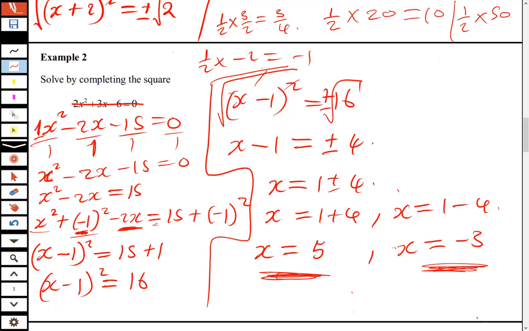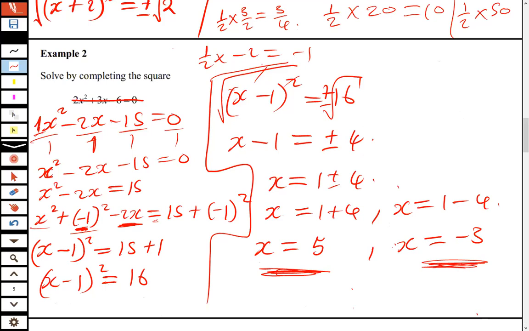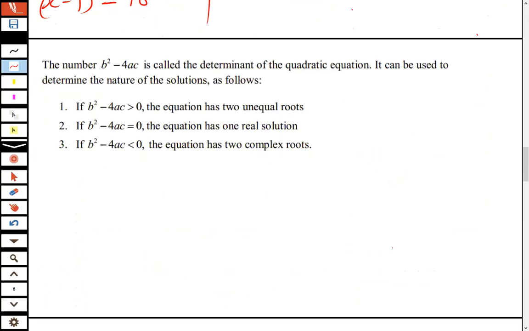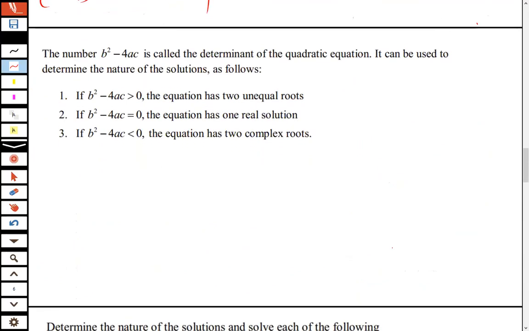All right, so let us quickly move on to the next part of quadratic equations. So we have the roots. I even forgot to put the title. So we have the types of roots of quadratic equations.